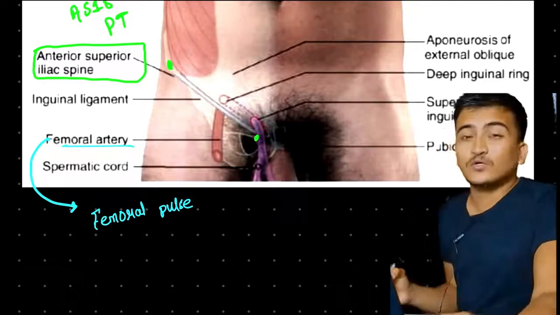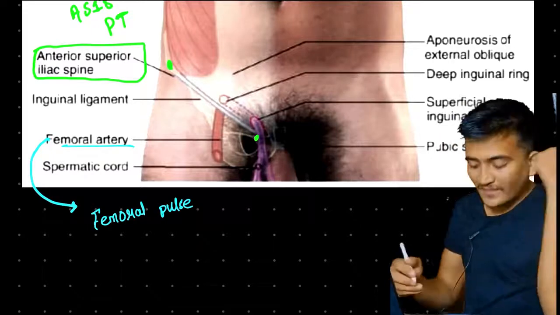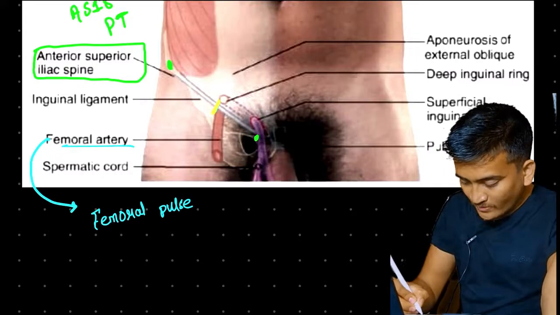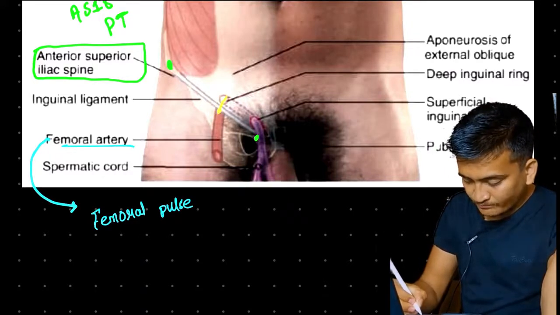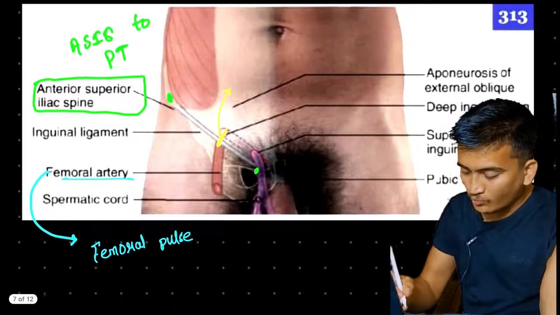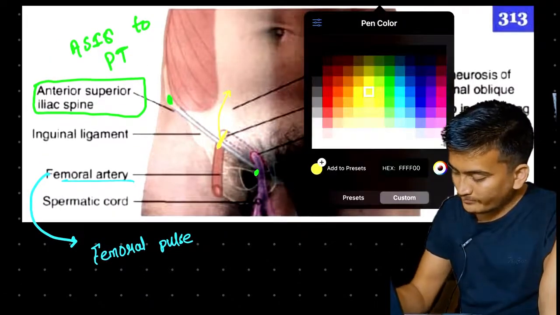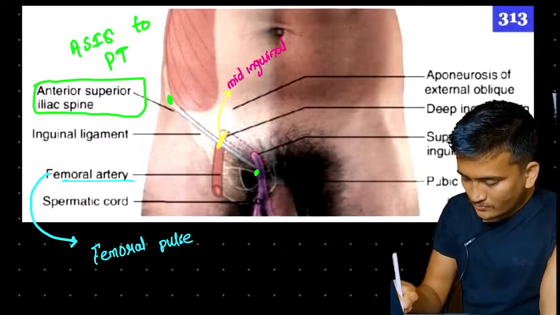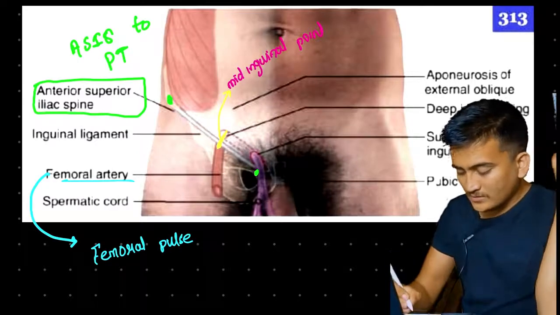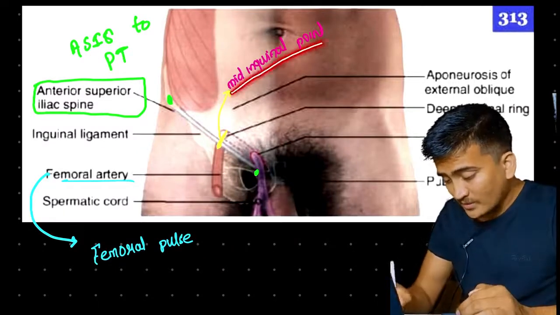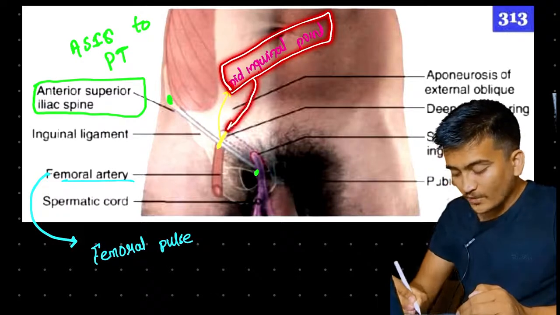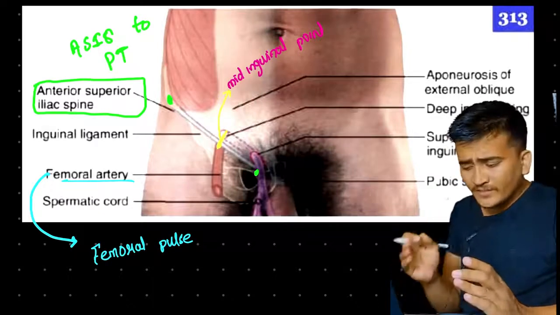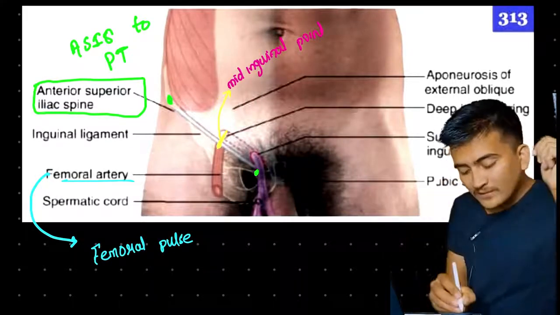Talking about the exact location, the femoral artery is located at the mid-inguinal point. What I said is mid-inguinal point. This point where the femoral artery is present is called the mid-inguinal point. Another thing we need to know is that the mid-inguinal point is not equivalent to the midpoint of the inguinal ligament. That means the mid-inguinal point and the midpoint of the inguinal ligament are two different things.